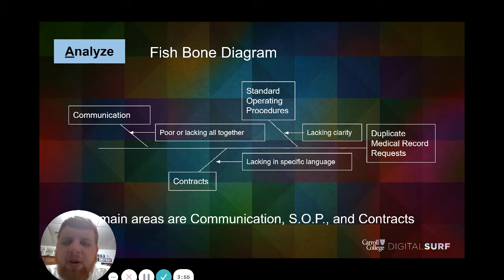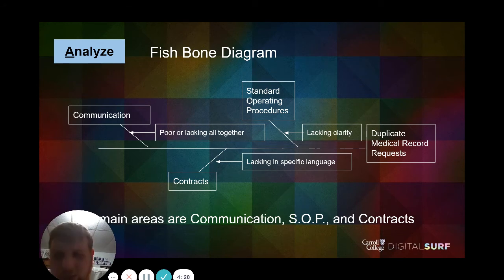So this is our fishbone diagram, and after going through the entire process that we've gone through so far, we came up with three main things that can be improved in the process for Blue Cross Blue Shield, and they were communication, standard operating procedures, and contracts. Those were the three big categories.